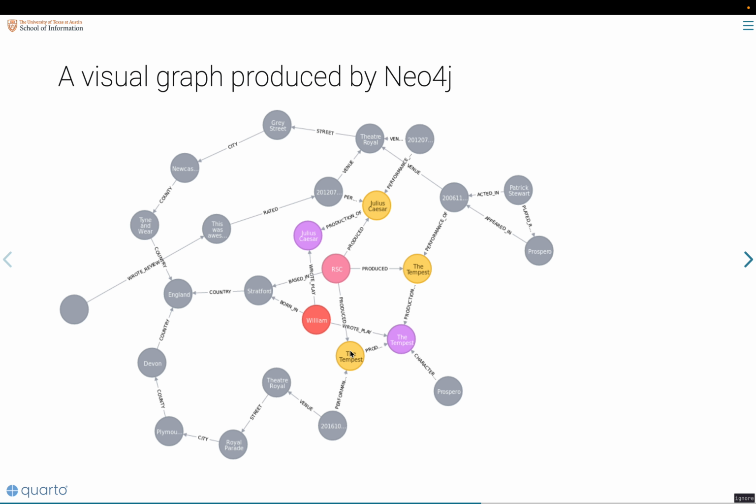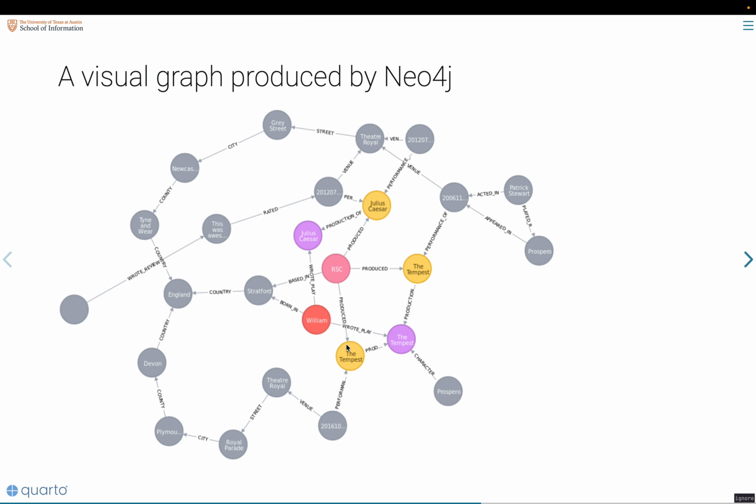Here's another Tempest node. Now, why are there two Tempest nodes? Performance of Tempest, produced Tempest. Oh, these are productions of The Tempest. So this is the actual play, The Tempest. This is the actual play, Julius Caesar. These are productions. The yellow things are productions of them.